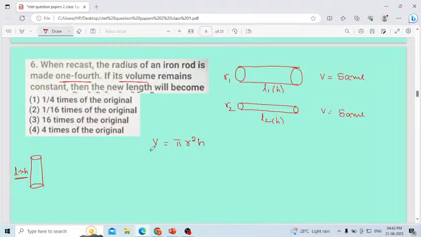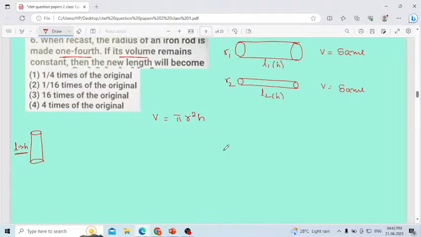Volume is the same in both iron rods. Only the radius and the height of the iron rod will change here. Then when volume is the same, I will write pi r1 square h1, because r1 and h1, equals pi, which will be the same, r2 square h2.